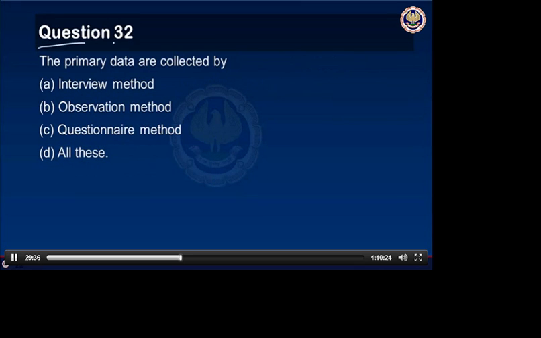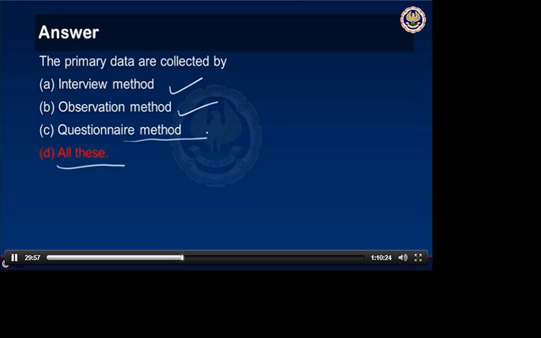Now, question number 32. The primary data are collected by interview method, observation method, questionnaire method, all of this. Primary data can be collected by using all of these. Whenever we want to collect primary data, we can either interview people, or we can observe and find out the data, or we can float a questionnaire. So these are all sources of primary data. So our answer or option would be all of this.